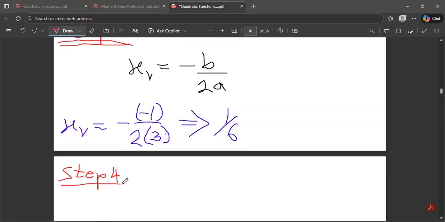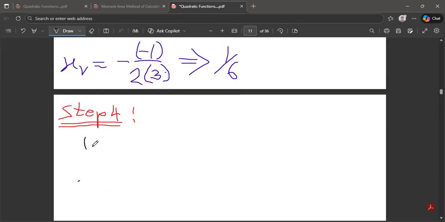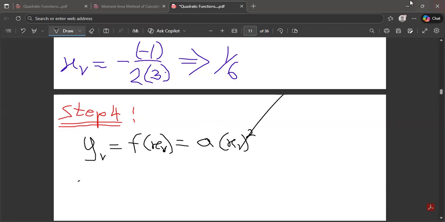In our step 4, what are we going to be doing next? The y of the vertex. Yes, but you have to put down the formula first, else you lose marks. Always put the formula down. So y at V is equal to the same as f of x at V, which is equal to a into brackets, squared. In place of the x, I'm just going to put x at V over there.